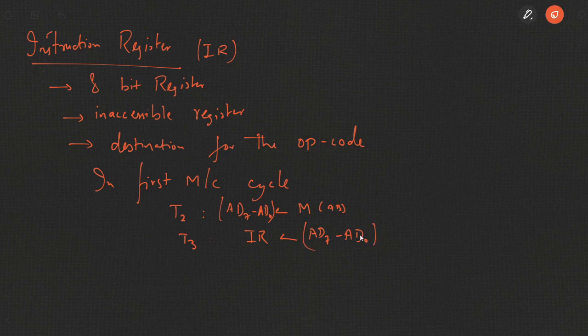So once the instruction register is fed, only then will the microprocessor be able to understand which instruction it needs to process, and accordingly the microprocessor will decide whether it's a read operation or a write operation. So status signals will be issued by the microprocessor based upon this instruction register.